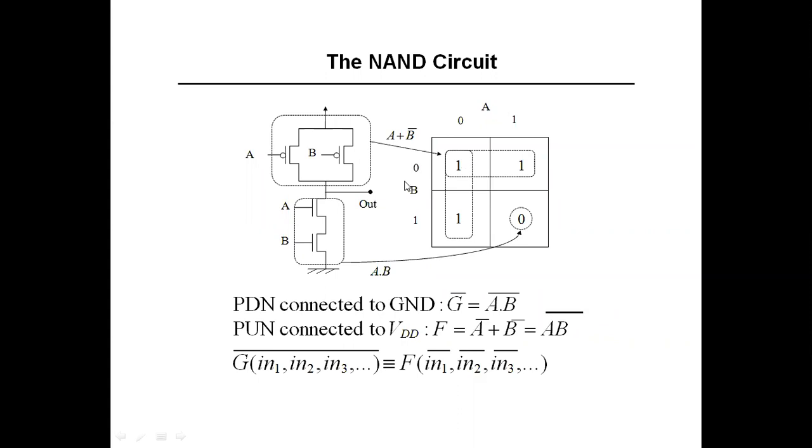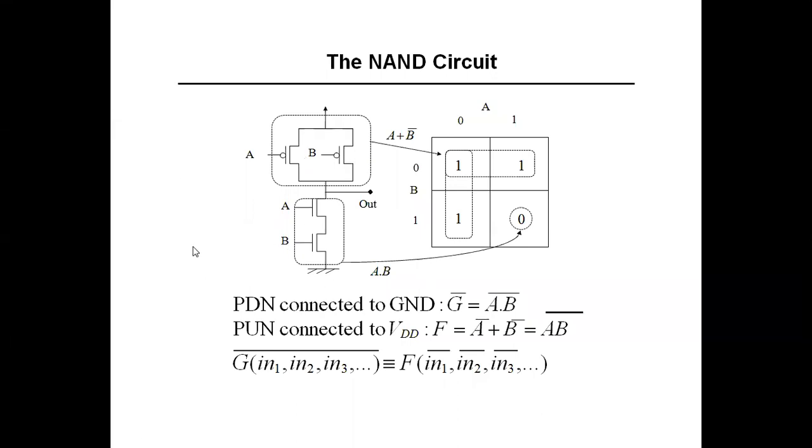Consider the other case, 0 1. That means A is 0 and B is 1. For this 0 1 case, what is the expected output? It should also be 1. Now A is 0, that means this PMOS is in conduction, right? B is 1, so this 1 will get converted to 0, that means this PMOS is not in conduction. So only this PMOS is a closed switch, and this PMOS is an open switch. Okay, fine. This is about the pull up network.